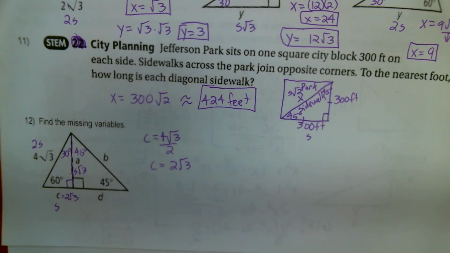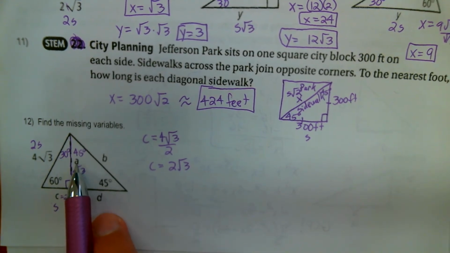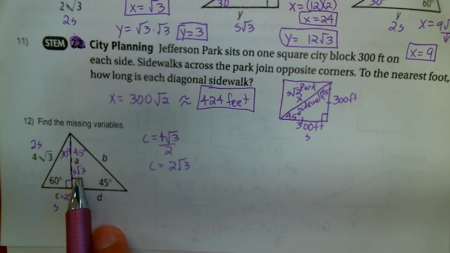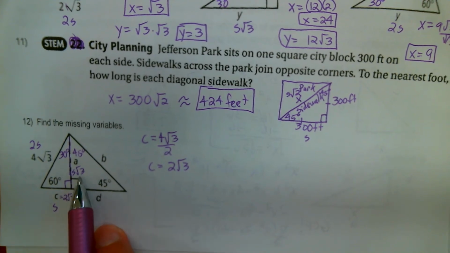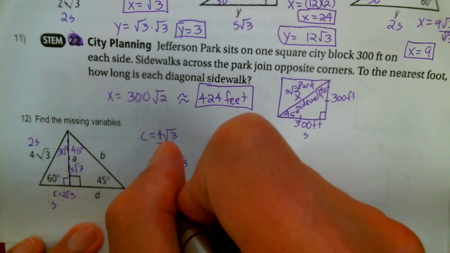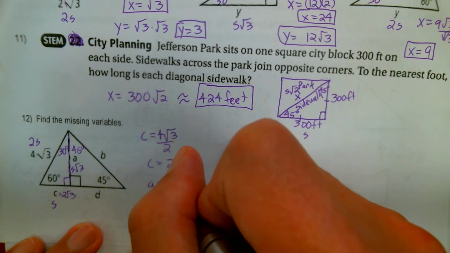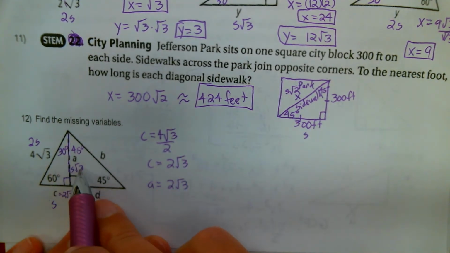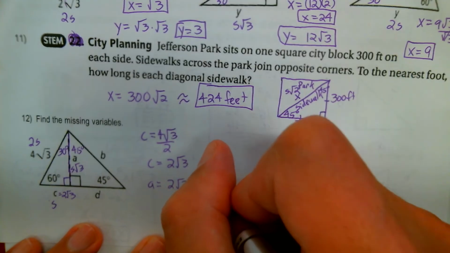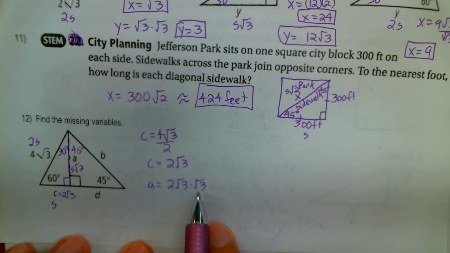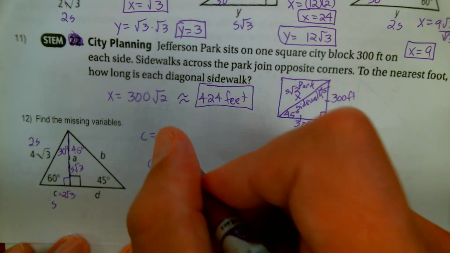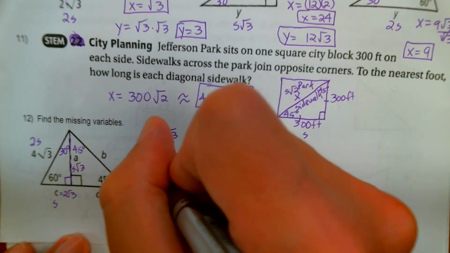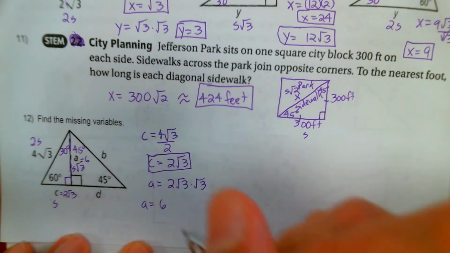Okay. Now, how do I go from the short side to the long side? How do I go from S to S root 3? I'm slapping on a root 3, right? So A is going to be C, which is 2 root 3, and then I got to multiply times another root 3. Root 3 times root 3 is just 3. So a is 2 times 3, which is 6. Okay, so a is 6.